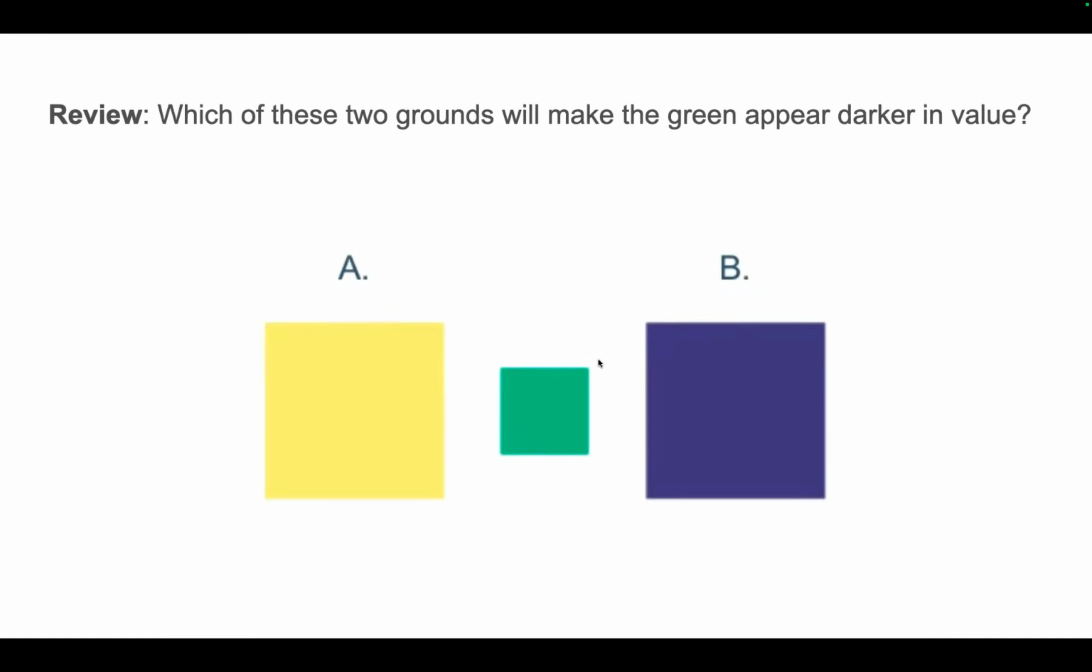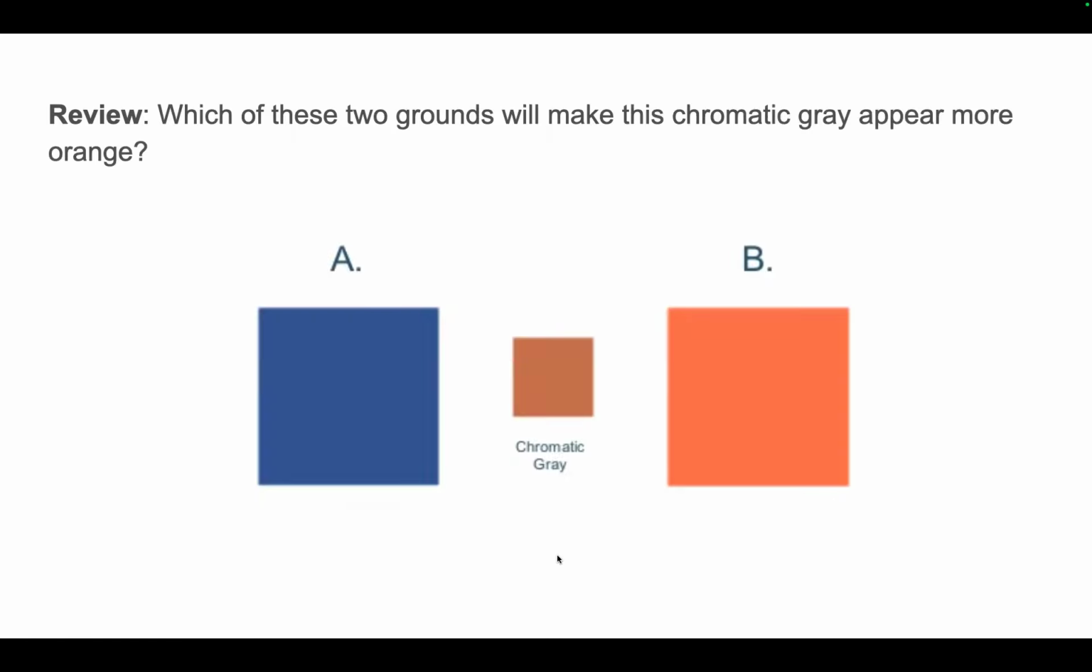What about this one? Which of these grounds will make the green appear darker in value? A. Yeah, it's gonna be A because it's lighter, right? It's that simultaneous contrast. It's already lighter, so it's gonna make this one look darker. Okay, back to subtraction, which we just talked about. Surprisingly, this has a lot of blue in it, but this is a blue and an orange. Which of these grounds will make it appear more orange? A. Yes, yes. Okay, yeah. So y'all are really getting it.